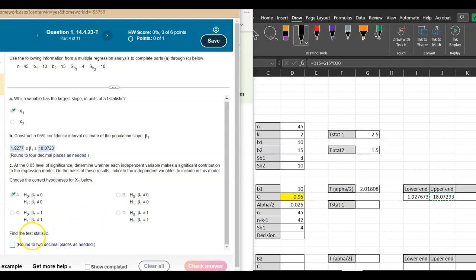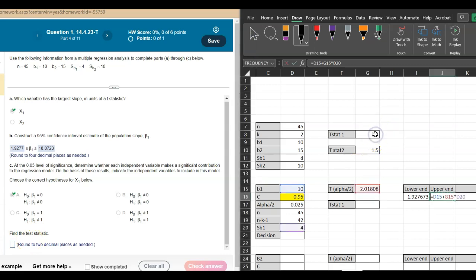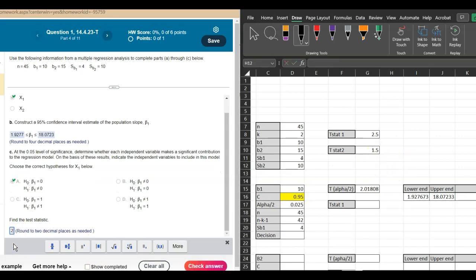Now you're going to find the test statistic, and the test statistic is nothing else than this value over here, which is T1, 2.5, if you see it there, right? So you just type it in, 2.5.